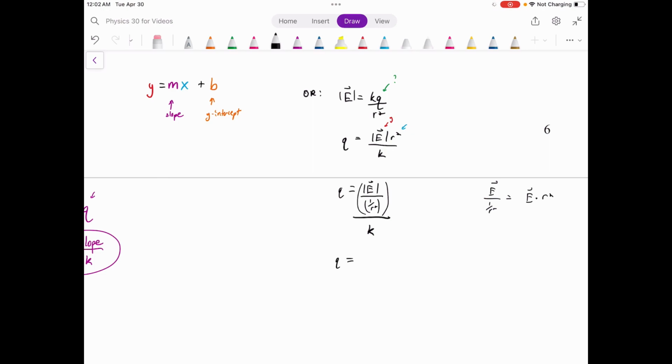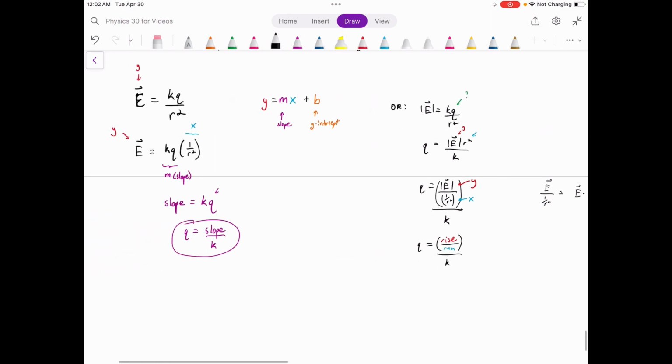So the charge is equal to, look at this, y over x, and then that's being divided by k. So it's rise over run, right? Rise over run. Change in y is a rise. A change in x is a run, over k. And look at that. We got the same result, right? We got that q will be found by getting the slope of our best fit line and dividing it by Coulomb's constant, 8.99 times 10 to the 9.